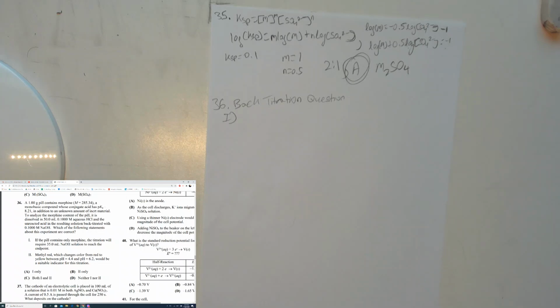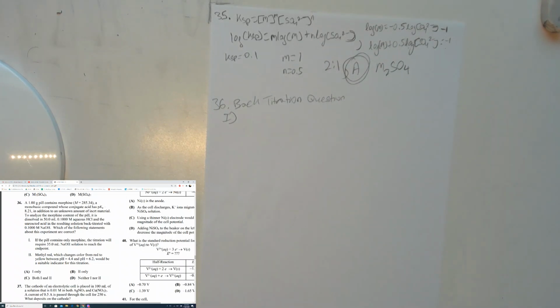A 1 gram pill contains morphine, a monobasic compound whose conjugate acid has a pKa of 8.21, in addition to an unknown amount of inert material. To analyze the morphine content of the pill, it is dissolved in 50 ml 0.1 molar aqueous hydrochloric acid, and the unreacted acid in the resulting solution is back titrated with 0.1 molar NaOH. Which of the following statements about this experiment is correct? Okay, so number 1 is the back titration.